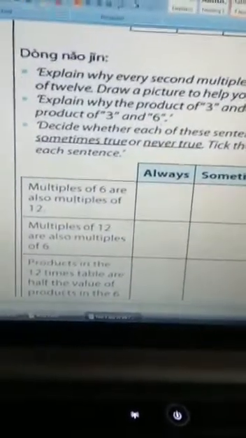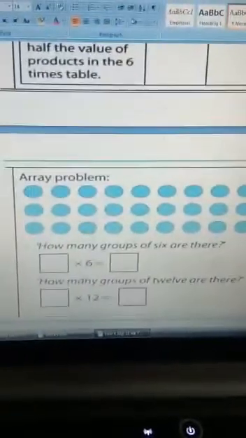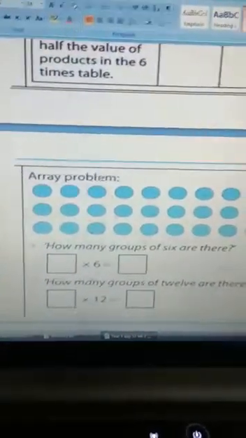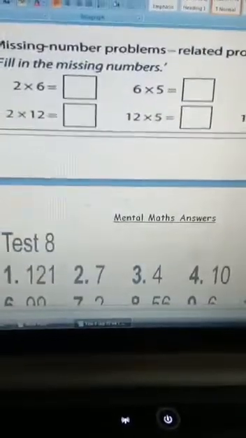Multiples of 6 are also multiples of 12. Is it always, sometimes, or never? So think carefully about that. Then we've got this arrays of beads, and you can answer some of these questions in the boxes. Okay, here's the answers. Right.